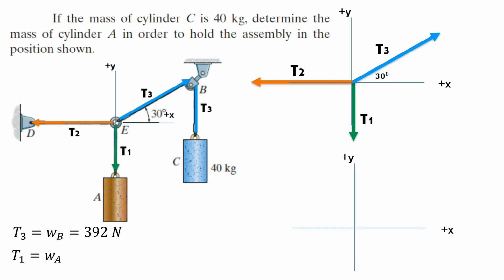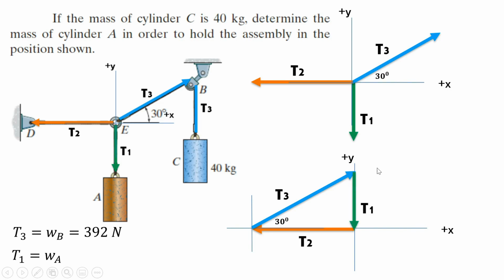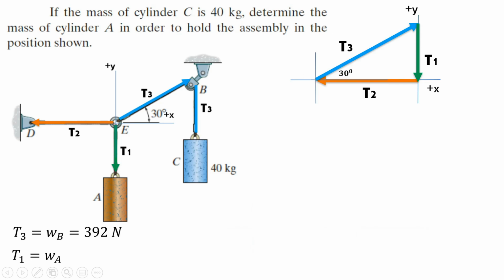I will draw this using the head to tail method. I will draw first T2, then at the end of T2, I will draw T3, that is 30 degrees from positive x-axis of this axis. Then at the end of T3, I will draw T1, which is going down. Since this is an equilibrium problem, the resultant of these three forces should be equal to 0.